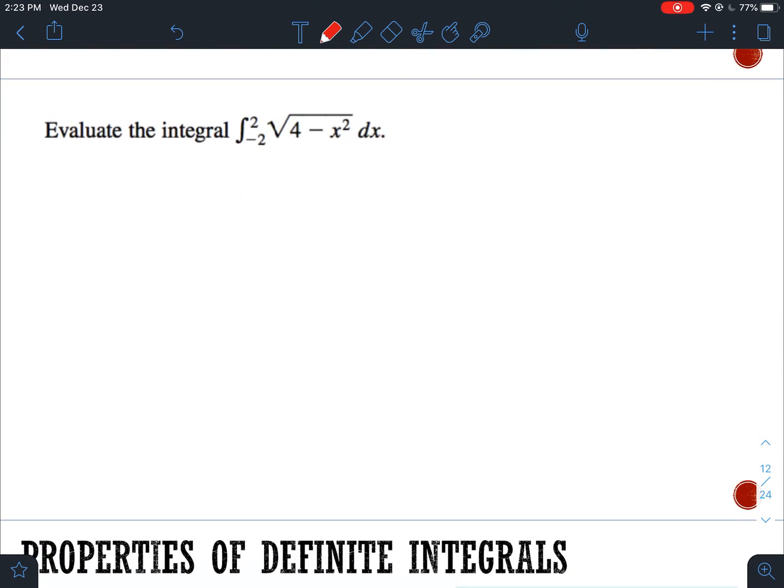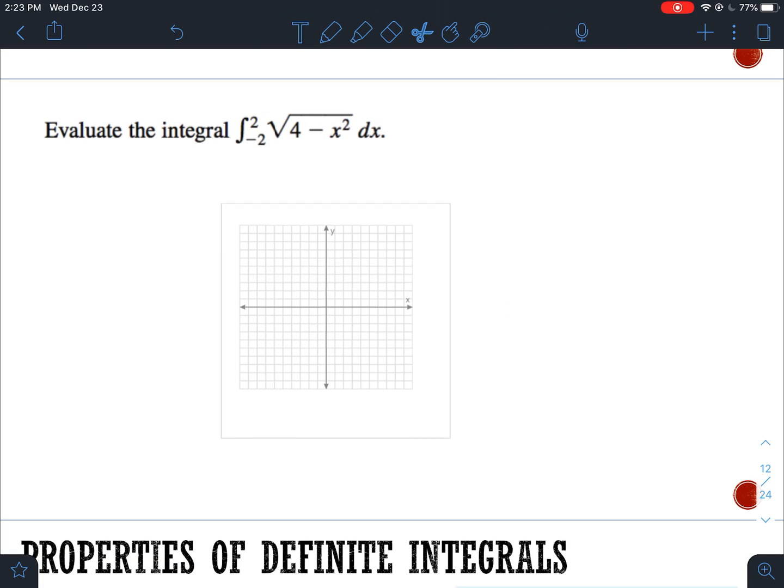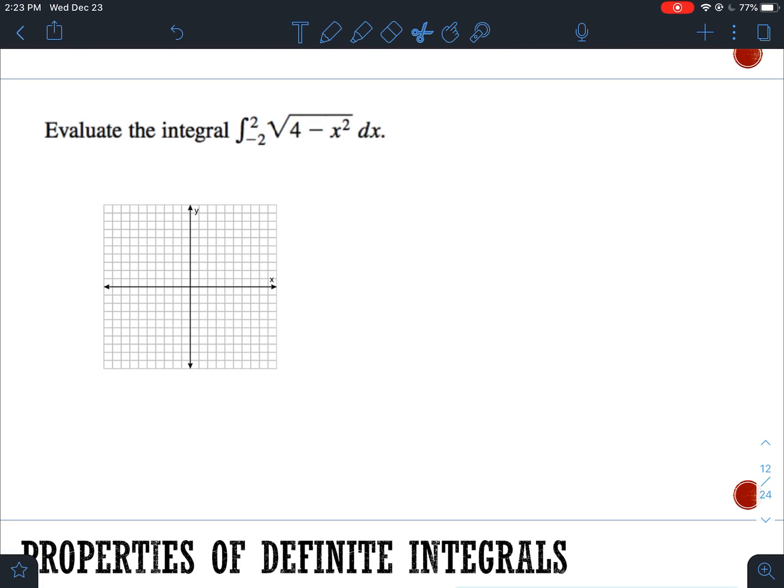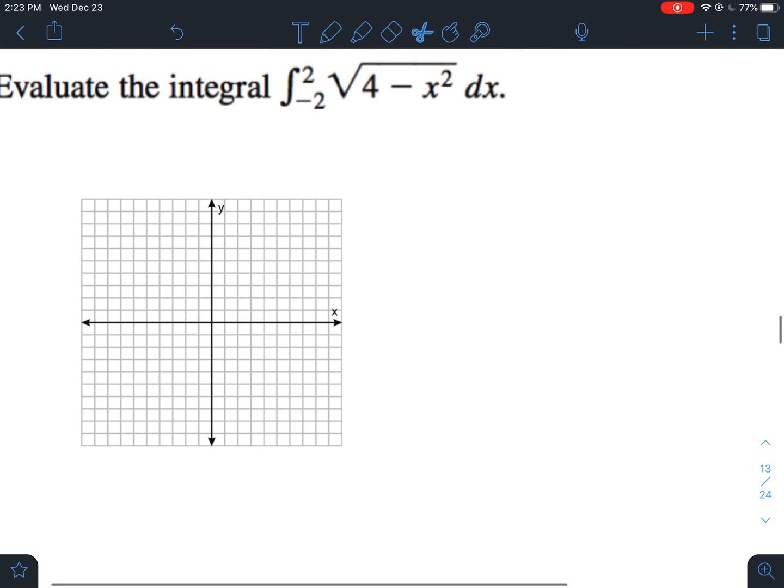So if you can graph the function, then you can find its definite integral just by finding the area between the curve and the x-axis. All right, why don't you pause the video and try this one. Find the area between -2 and +2 of the square root of 4 minus x squared.